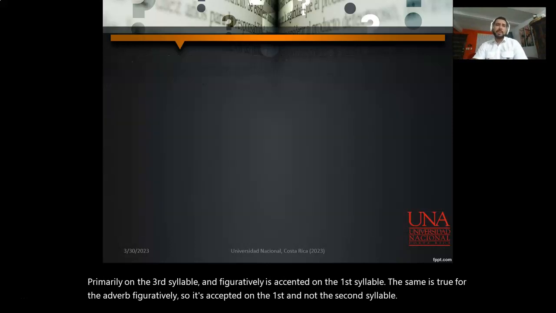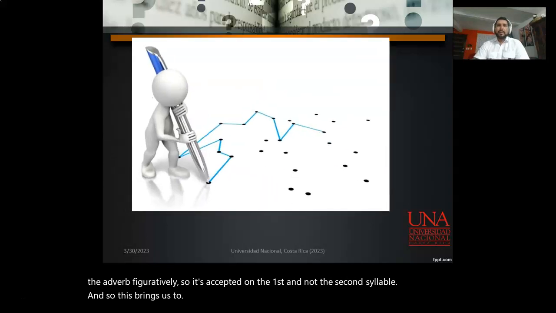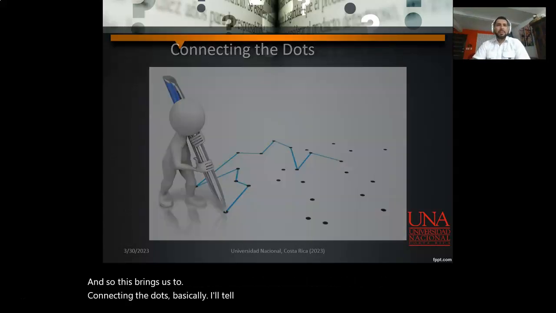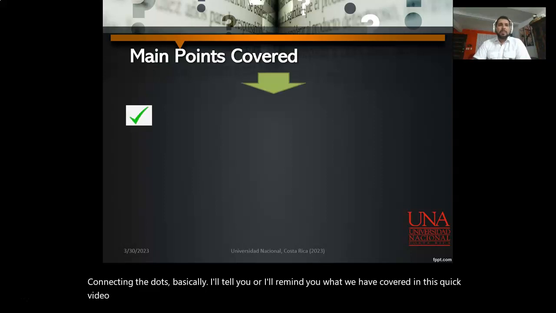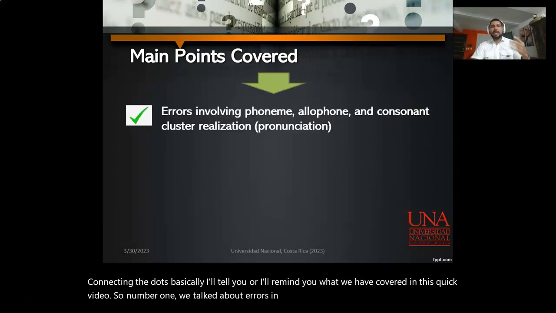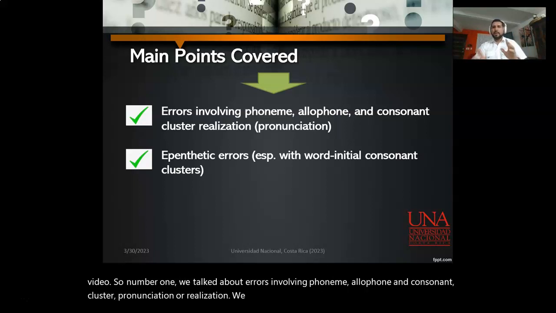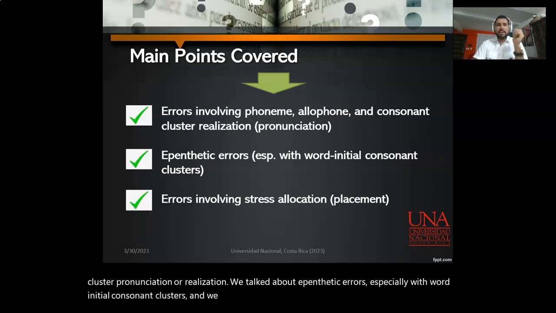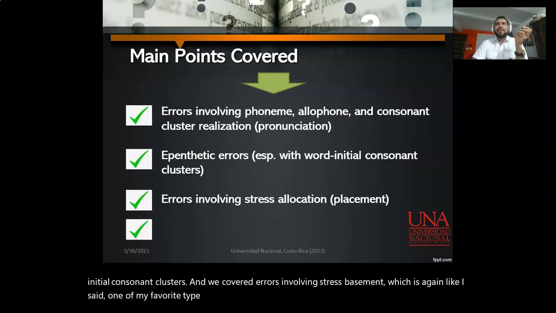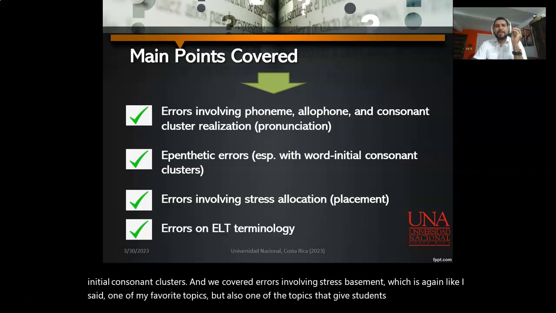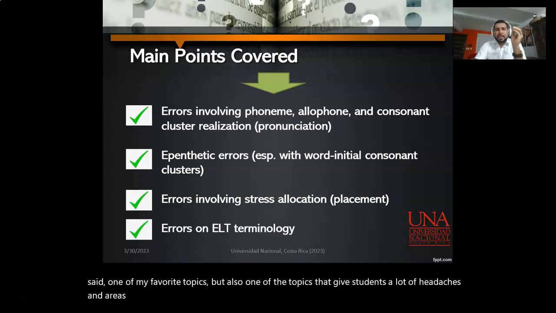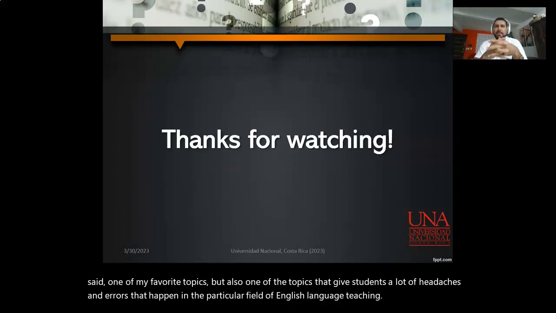And so this brings us to connecting the dots. Basically, I'll remind you what we have covered in this quick video. So number one, we talked about errors involving phoneme, allophone, and consonant cluster pronunciation or realization. We talked about epenthetic errors, especially with word initial consonant clusters. And we covered errors involving stress placement, which is, again, like I said, one of my favorite topics, but also one of the topics that give students a lot of headaches. And errors that happen in the particular field of English language teaching. And so this brings me to the end of the video.